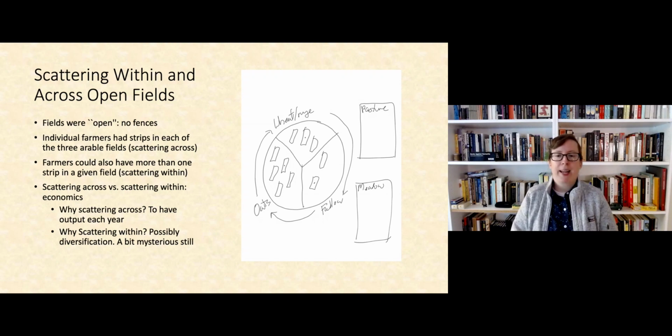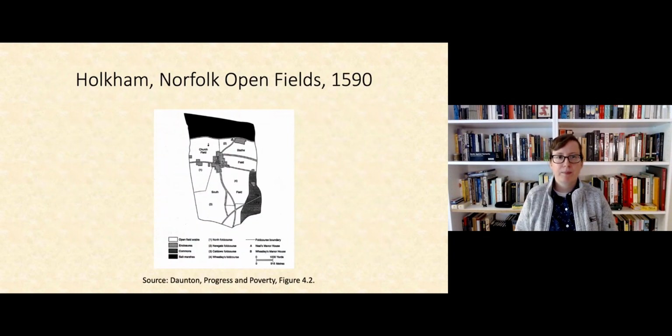One common explanation is this is a way to diversify a crop portfolio. Perhaps I have some uncertainty about the quality of each individual strip within a given open field. If I have many strips within that open field, it's more likely that I'm going to have a good output in at least one of them. It's sort of a diversification of a crop portfolio. I think that's fascinating. I want to show you now some evidence that this really happened, okay?